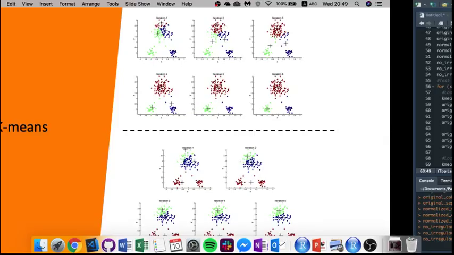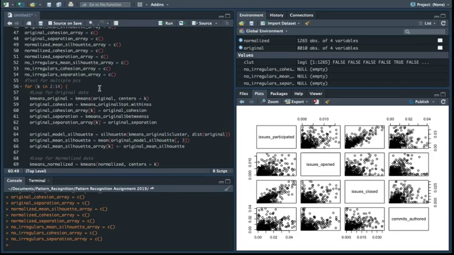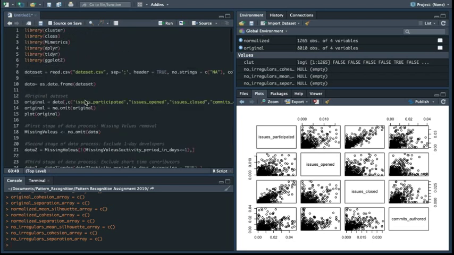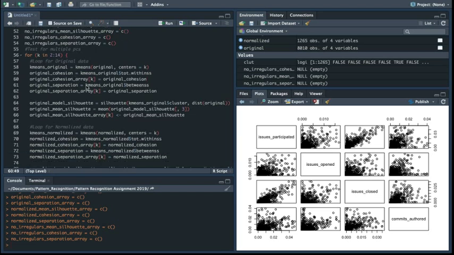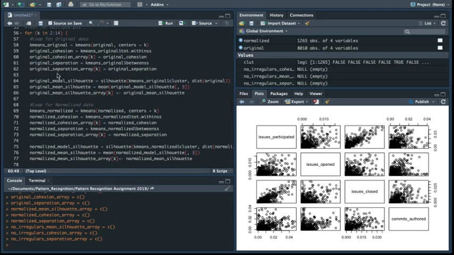So first we initialize the model again, k-means, which is included in the libraries that we imported as the very first thing in the script. So we initialize the model for the original data set. We say the centers are k, which in our example is from 2 to 14. And then we find the cohesion. We include the cohesion in an array in order to represent it later. We find the separation, and then we find the silhouette.